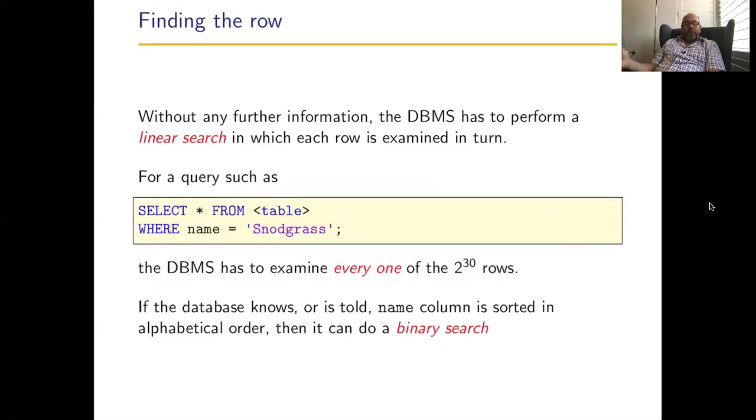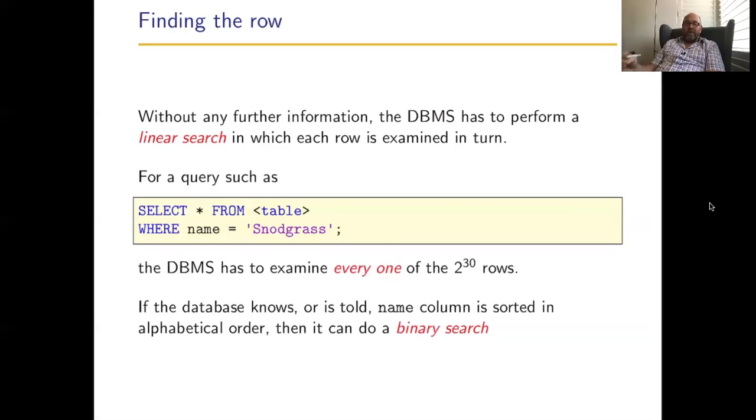If we have no information about how the data is stored in the table, then there is simply no choice but to do a linear search. So the database management program will look at row 1. Is the name equal to Snodgrass? No. Row 2, is the name equal to Snodgrass? No. Row 3, is the name equal to Snodgrass?